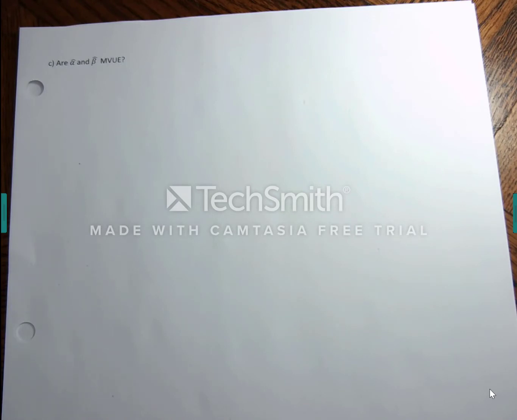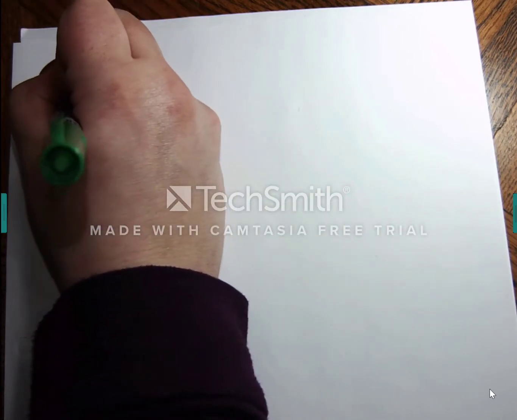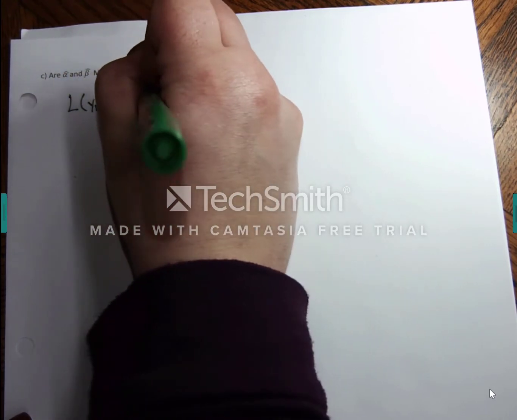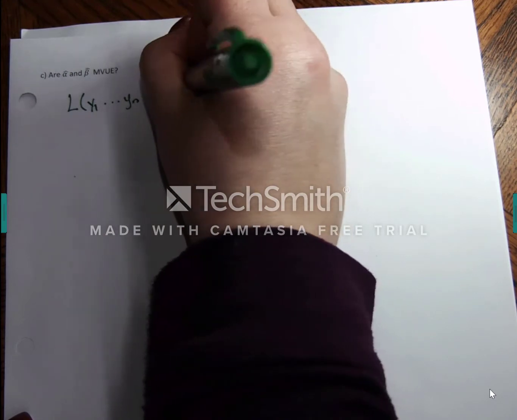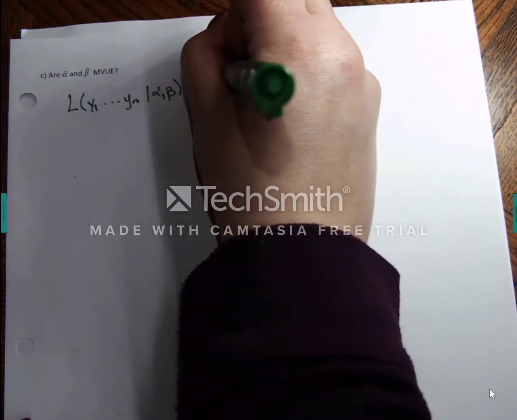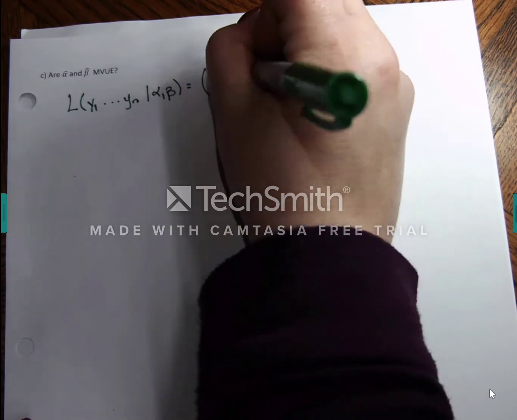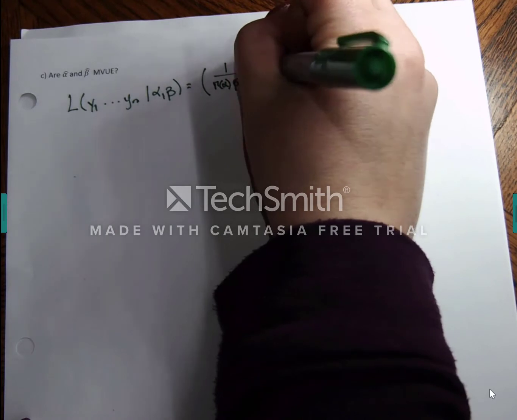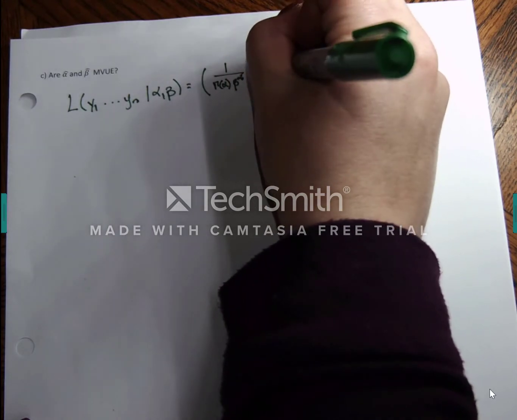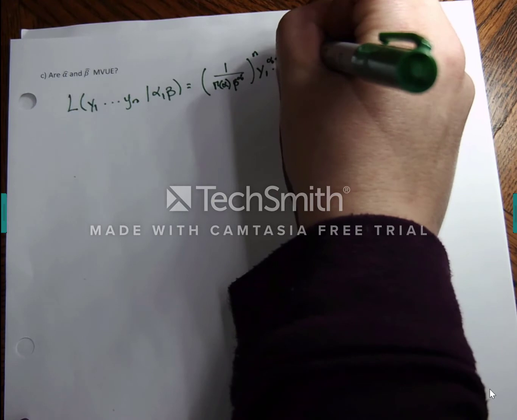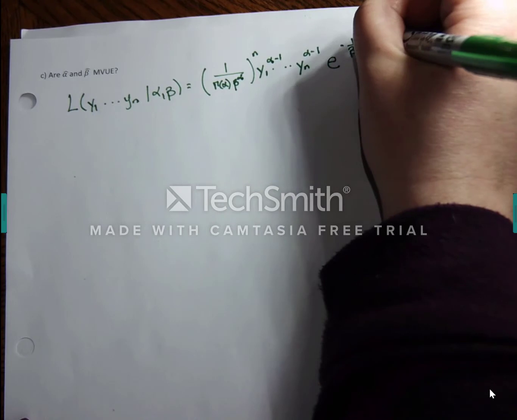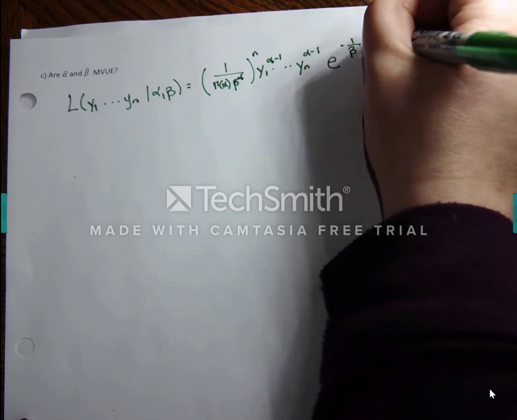All right, so in order to show MVUE, remember we're going to look at our likelihood function. So our likelihood function here, we've got y1 through yn given alpha, beta. We're going to have 1 over gamma of alpha, beta to the alpha, to the n, y1 to the alpha minus 1, all the way out to yn to the alpha minus 1, e to the negative 1 over beta, times the sum i equals 1 to n yi.